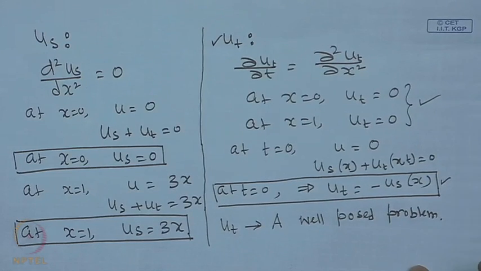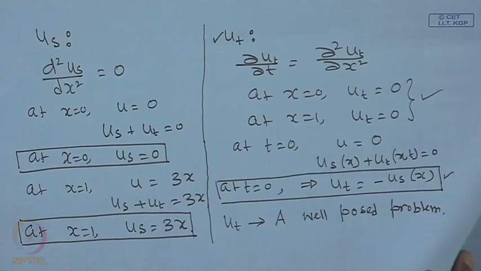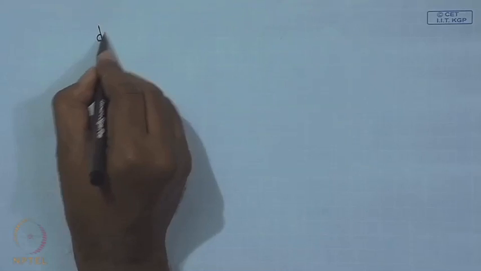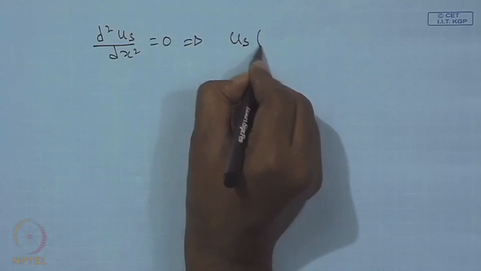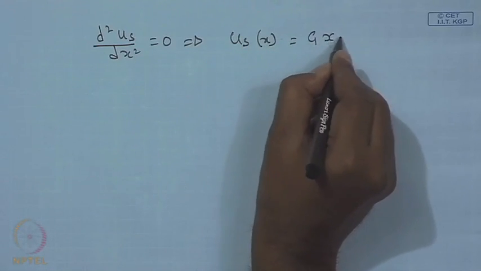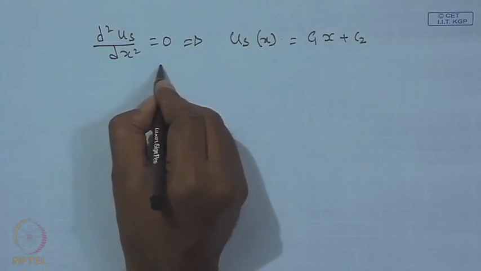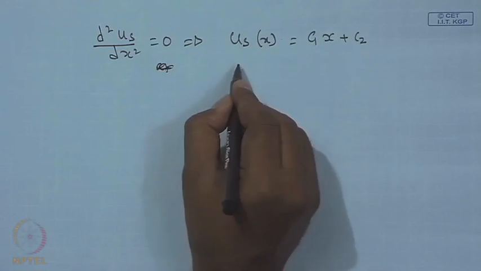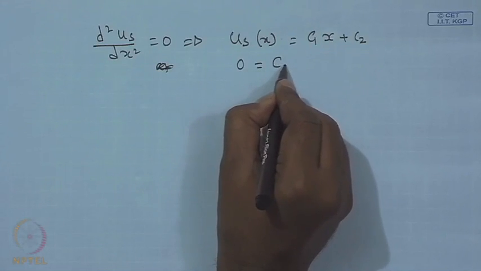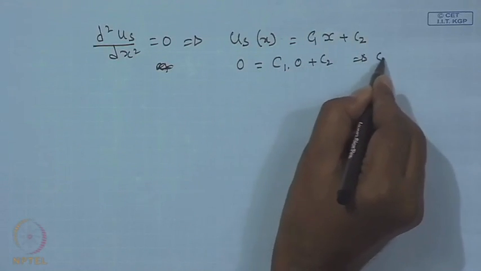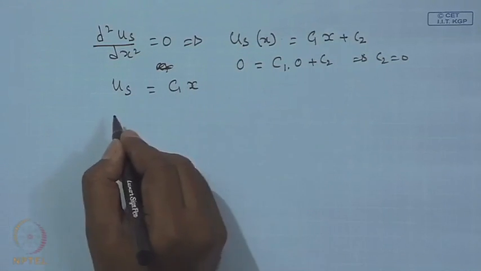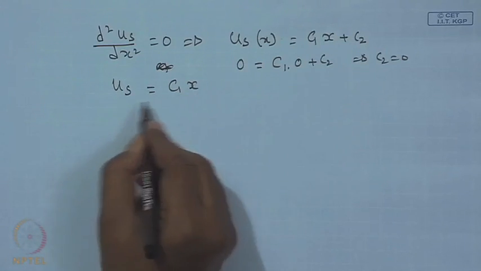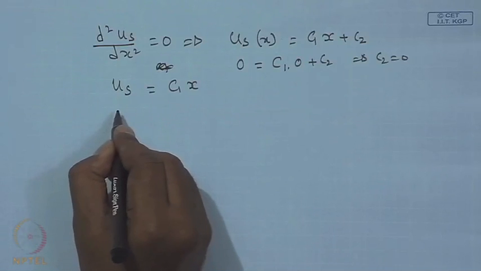Let us try to solve the steady state part at least. The steady state equation is d square u_s dx square is equal to 0. So, the solution is u_s, which is a function of x, is nothing but c1 x plus c2, and at x is equal to 0, u_s is equal to 0. So, 0 is equal to c1 times 0 plus c2. So, c2 is equal to 0. So, u_s is nothing but c1 x. Let us put the other boundary condition at x is equal to 1, u_s was equal to 3x.